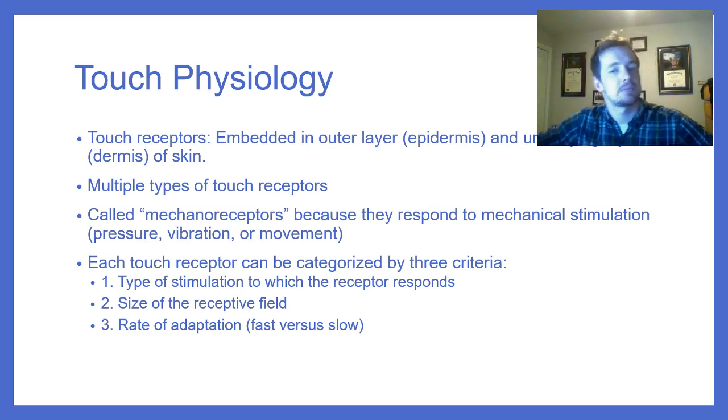So the touch receptors that we're going to be talking about, there are 4 main ones, and they are going to be broken down into these 3 different categories. 1, what kind of stimulation is this receptor responding to? 2, how big is the receptive field for which this receptor is responsible? And 3, how quickly does it adapt? So what is the rate of adaptation? Does it notice very quick changes or very slow changes?